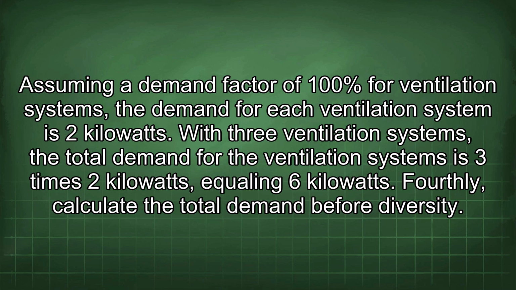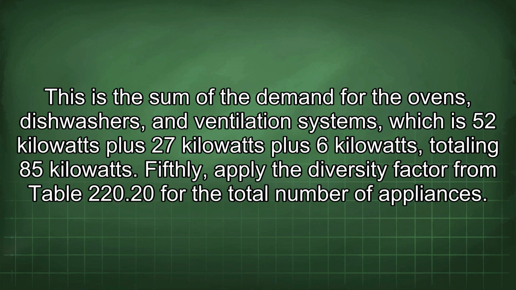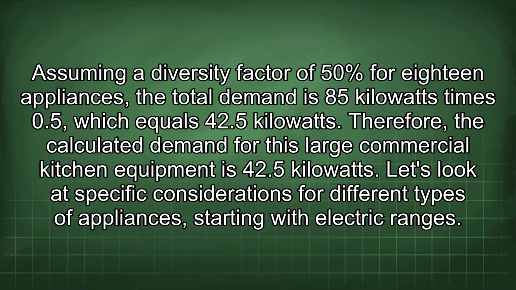Fourthly, calculate the total demand before diversity. This is the sum of the demand for the ovens, dishwashers, and ventilation systems, which is 52 kilowatts plus 27 kilowatts plus 6 kilowatts, totaling 85 kilowatts. Fifthly, apply the diversity factor from table 220.20 for the total number of appliances. Assuming a diversity factor of 50% for 18 appliances, the total demand is 85 kilowatts times 0.5, which equals 42.5 kilowatts. Therefore, the calculated demand for this large commercial kitchen equipment is 42.5 kilowatts.